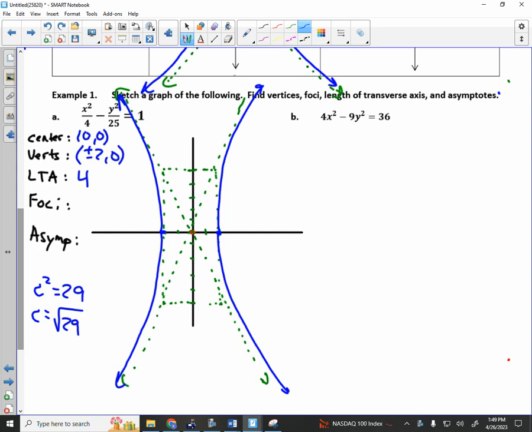The square root of 29 is about 5.5. So as I plot that, I need to go 5.5 units in each direction. So the location of the foci are plus or minus the root of 29, and then 0. About 5.5.